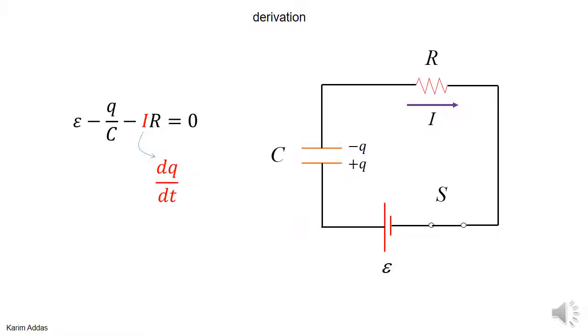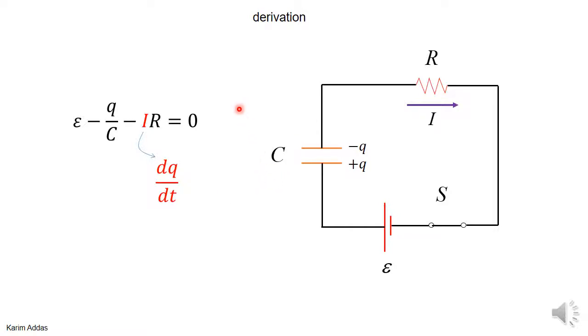Let's go through the derivation process of how we can start with this differential equation, and during the process we're going to apply the initial condition for this particular circuit, and we'll arrive at the charge as a function of time and the current as a function of time. So this is the circuit we have.